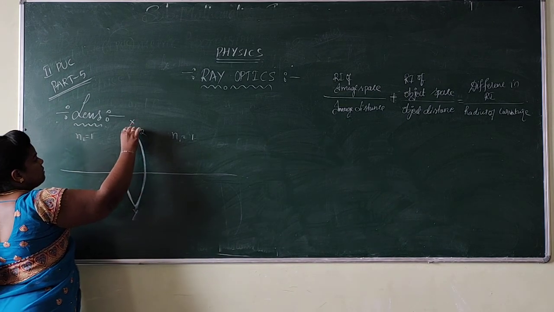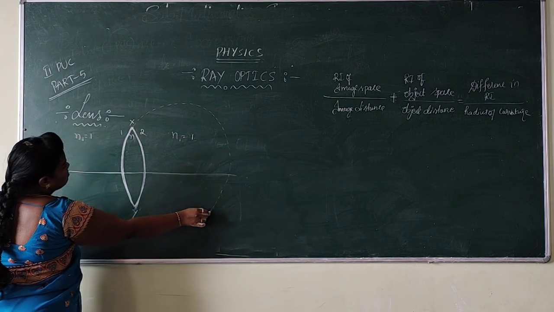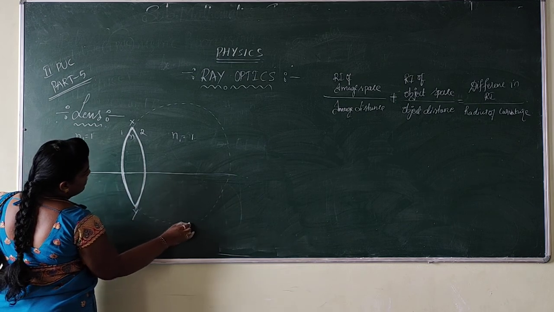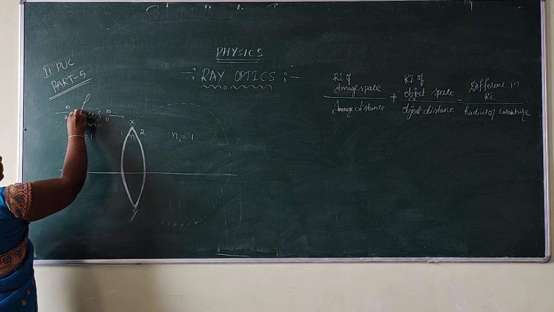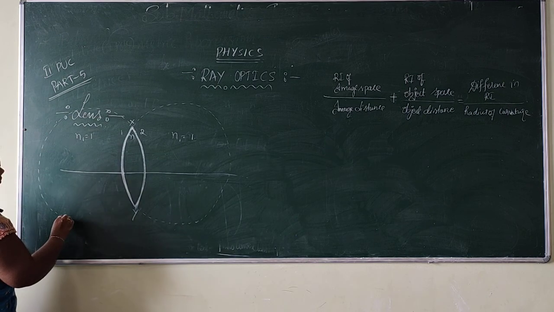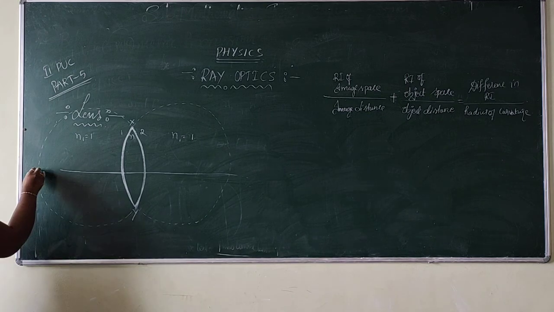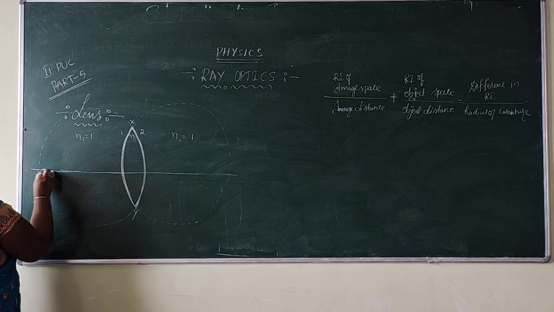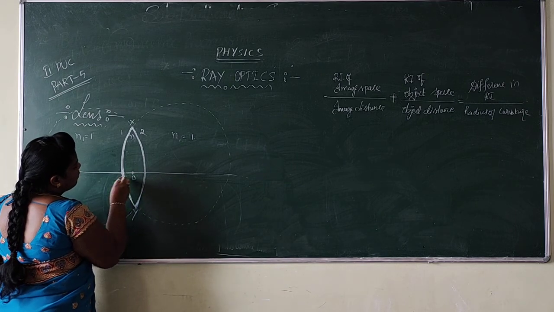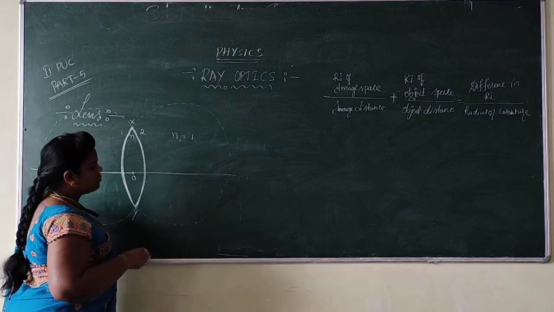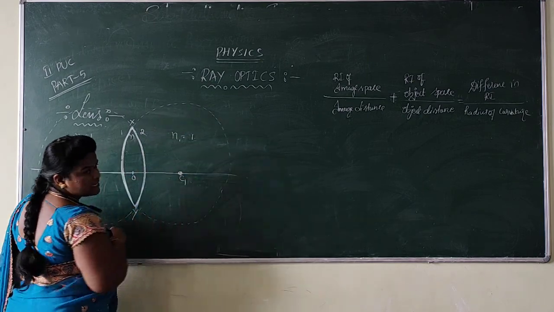Now, the lens has two surfaces, so I am going to extend this surface. I get a sphere. Again, I extend the other surface and get another sphere. That means a lens is one which has two surfaces. In the middle of this, we have an optic center; let us define it afterwards. For the first surface, the center of curvature is written as C1.